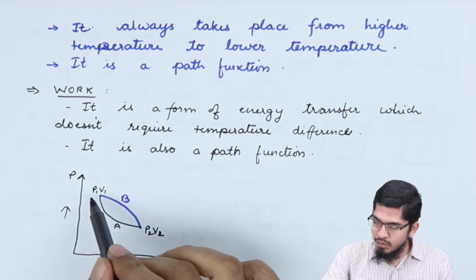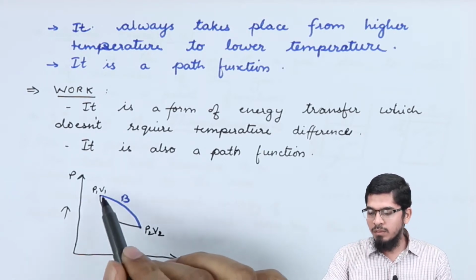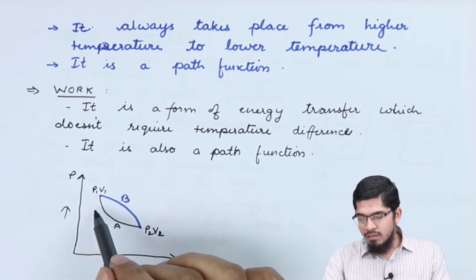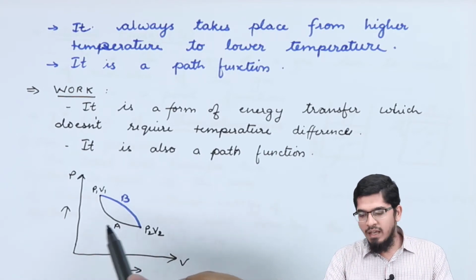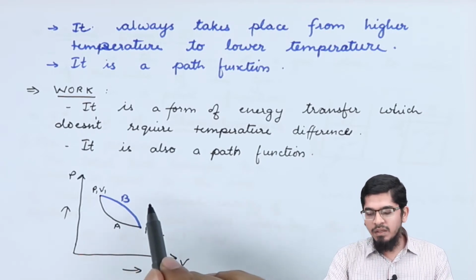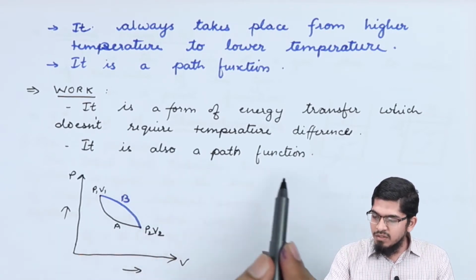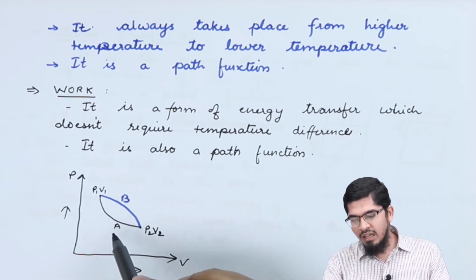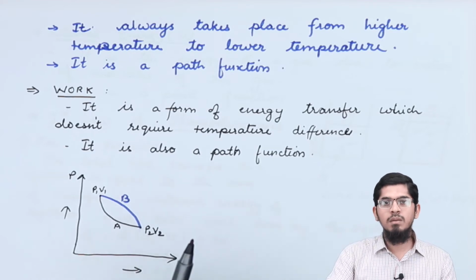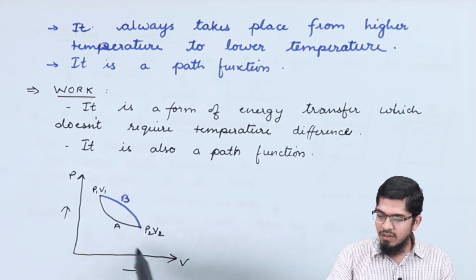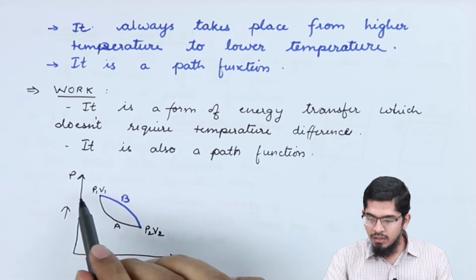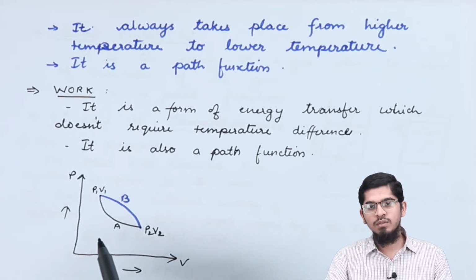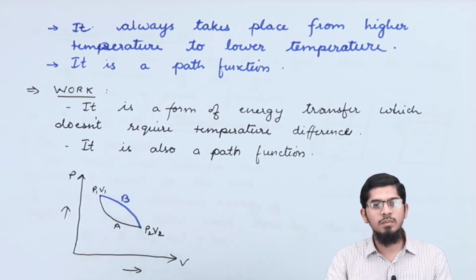For example, if you consider the same gas moving from P1 V1 to P2 V2, and the two samples of the gases are following the paths A and B, then the term path function means that the work done depends on the path. So the work done by A will be different from the work done by B, although their initial and final states are the same. But because their paths were different, the work done in both cases will be different.